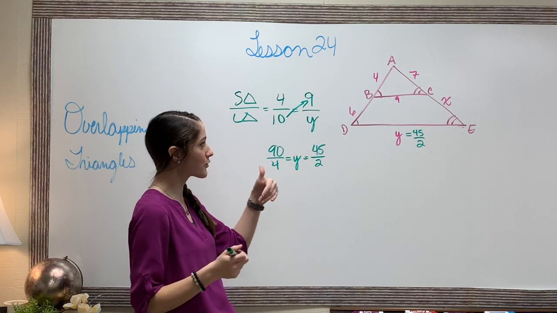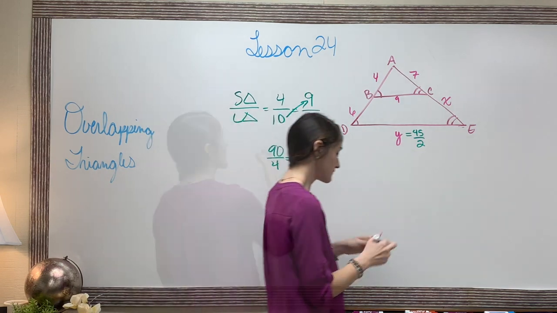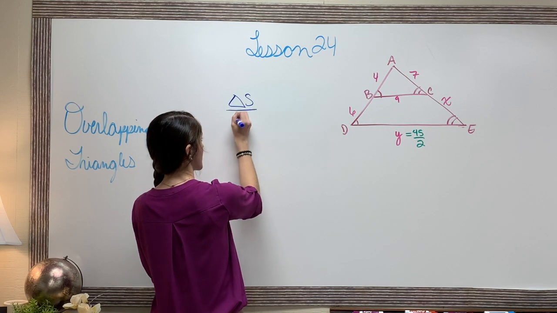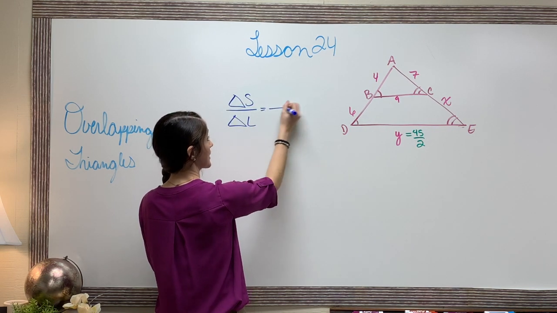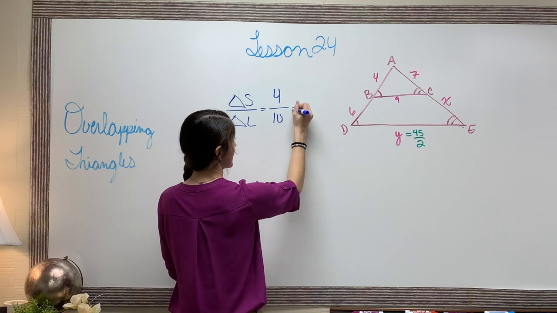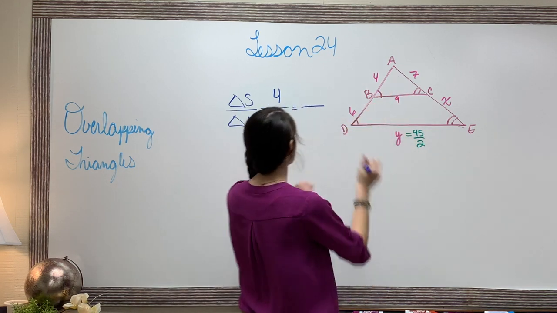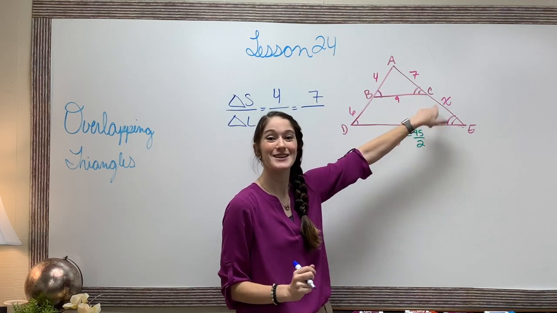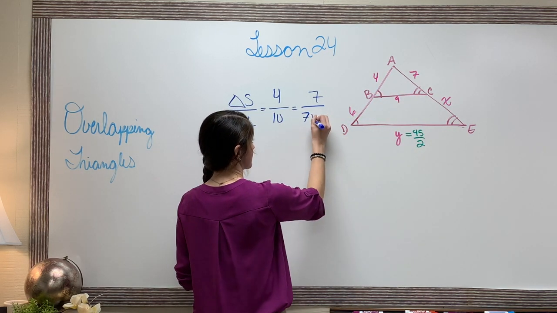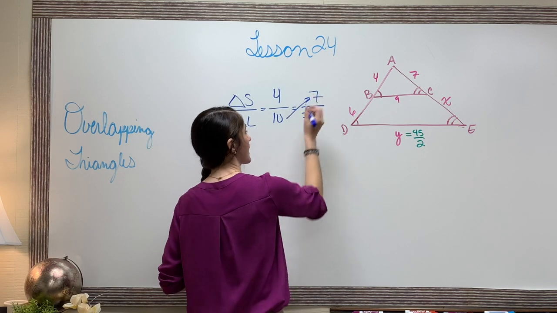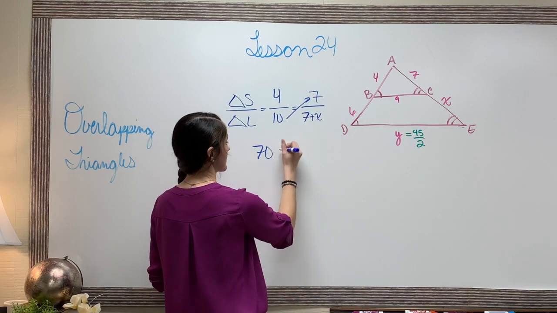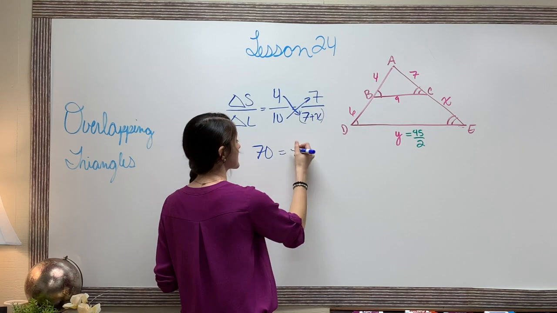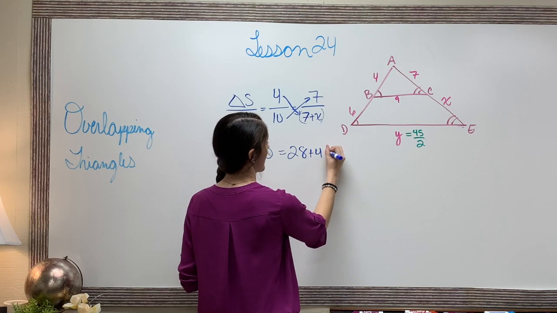X is going to take a little bit more work, so let's go ahead and reset. Okay, so again, I'm going to have the measure of the smaller triangle on top and the larger triangle on the bottom. So we have 4 over 10 equals, and then we have 7 for our smaller triangle. And for our larger triangle, I don't want to just put x. It's 7 plus x. And now I can cross multiply, and I'm going to get 70 equals, and I have to remember the 4 is getting applied to both parts. So this is going to be 28 plus 4x.